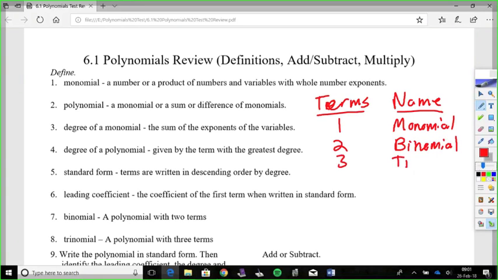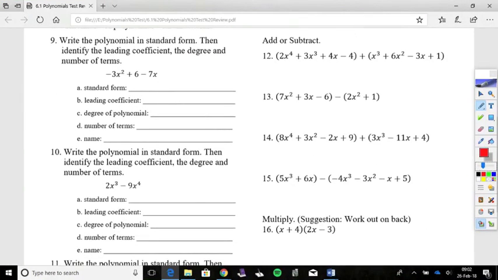3 terms is a trinomial. Again, kind of like a tricycle, but for polynomials. And then if it's 4 or more, just call it a generic polynomial. I think some people do give names to these, but for our sake, we're going to stop at trinomial. If it's 4 or more, we'll call it the generic polynomial. Now everything is a polynomial, even if it's 1, 2, or 3 terms. But 1, 2, or 3 terms has a more specific name that we're going to call it. Okay, so there are your names.